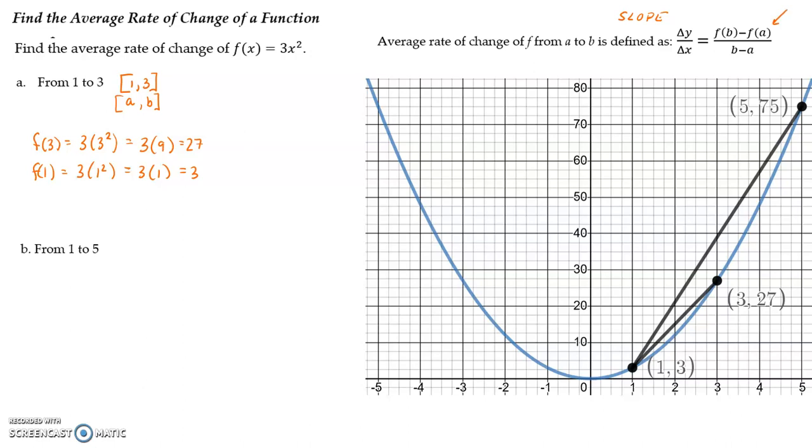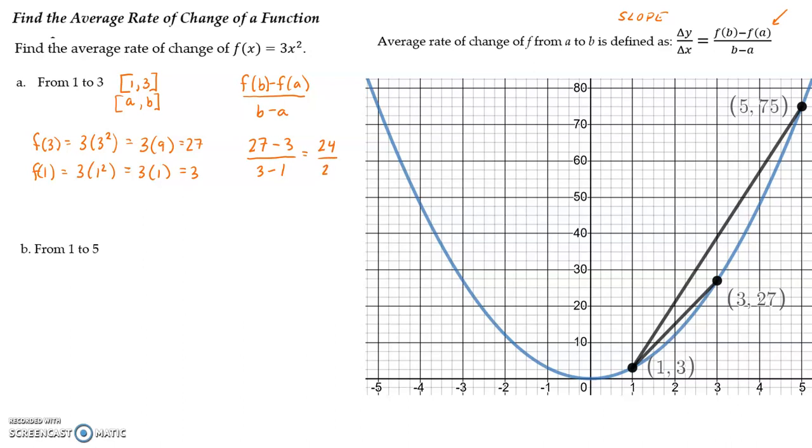For our numerator, we're going to have f of b minus f of a. And our denominator is going to be b minus a. So let's go ahead and plug stuff in. We've got 27 minus 3 on top. And on the bottom, our b value was 3, our a value was 1. And now we can go ahead and calculate our slope. So 27 minus 3 is going to give us 24. And 3 minus 1 on the bottom is 2.